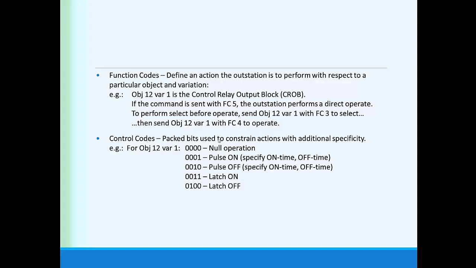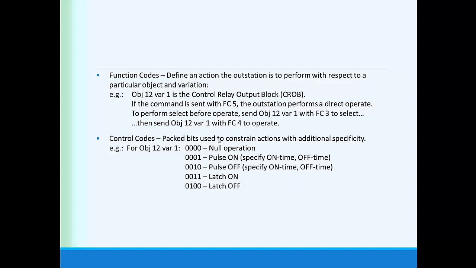Now, each of the different objects has different function codes and different control codes, which are specific to the object that you're addressing. So it's very easy to use object 12 variation 1, the control relay output block, as an example, but you could have function codes and control codes for analogs, for counters, and they would do things that are particular to those types of objects. So, for example, I'm showing you here how you would distinguish, function code 3 to select, function code 4 to operate in a select before operation of a breaker. But then if I want the operation to be a pulse, or if I want it to be a latch, I would use a control code.